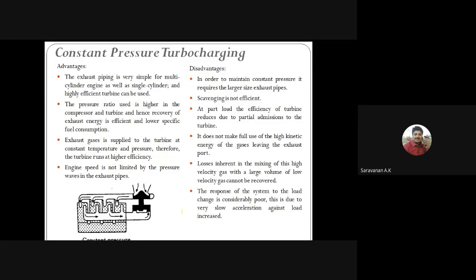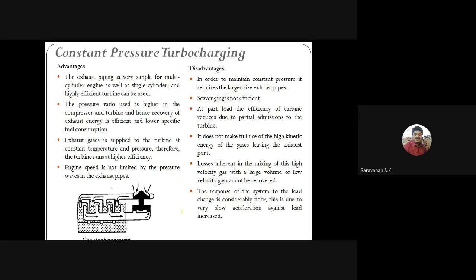Therefore the turbine will run in a higher efficiency manner. The engine speed is not limited by the pressure waves in the exhaust pipes. So these are all the advantages, and we have some disadvantages also. In order to maintain the constant pressure, we have to use larger exhaust pipes.